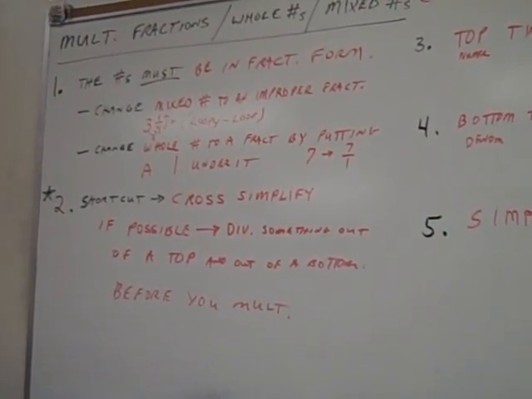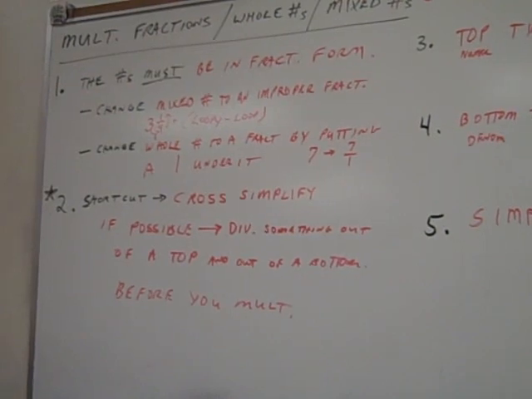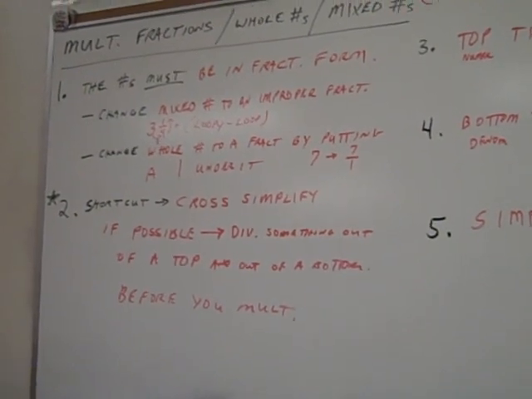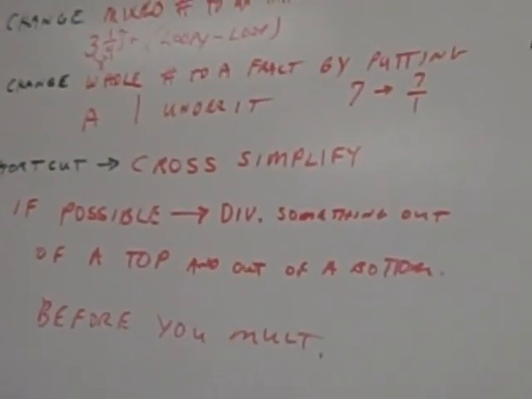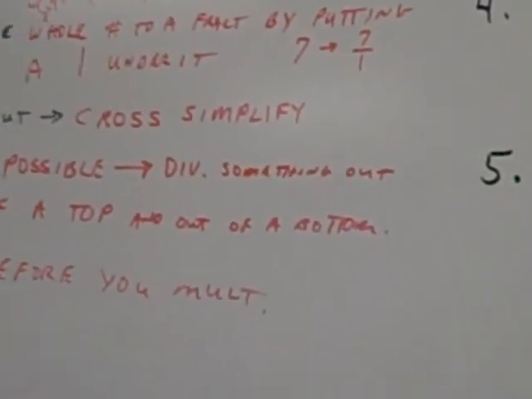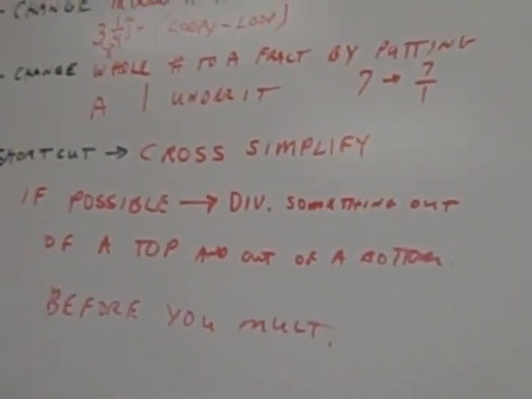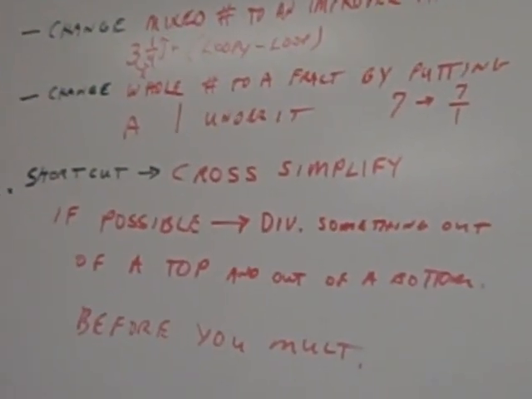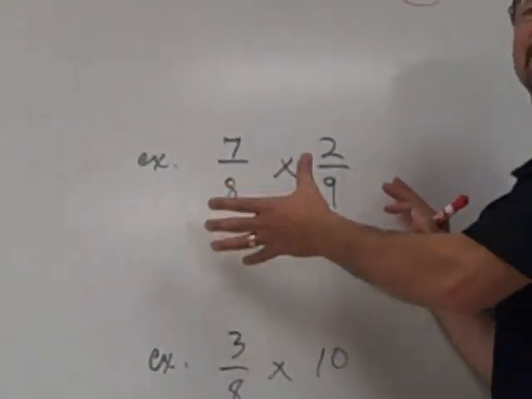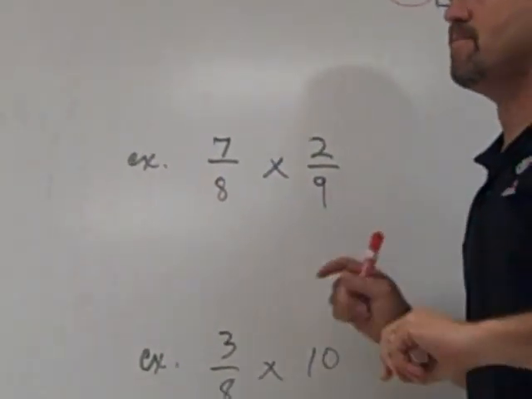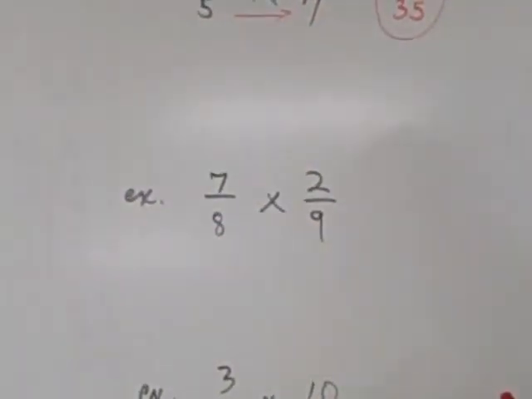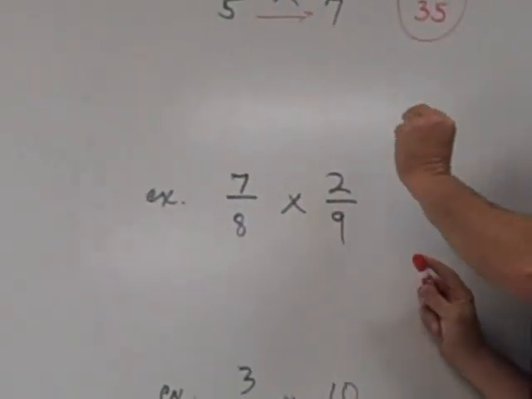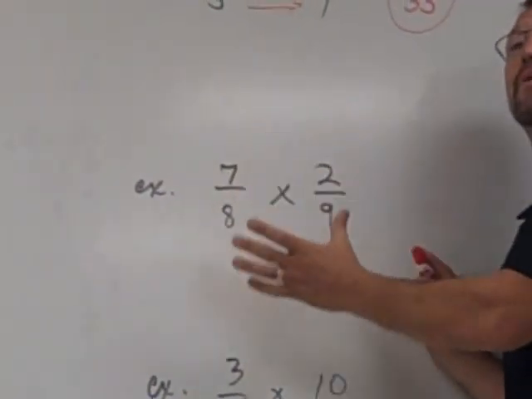Technically, what we're going to be doing is simplifying before we multiply, instead of waiting to the end and simplifying. Okay? Got it? Watch this. Now, we already did this. We already know what the right answer is. But let's see if we can make it an easier problem by cross simplifying, meaning a top one and a bottom one.